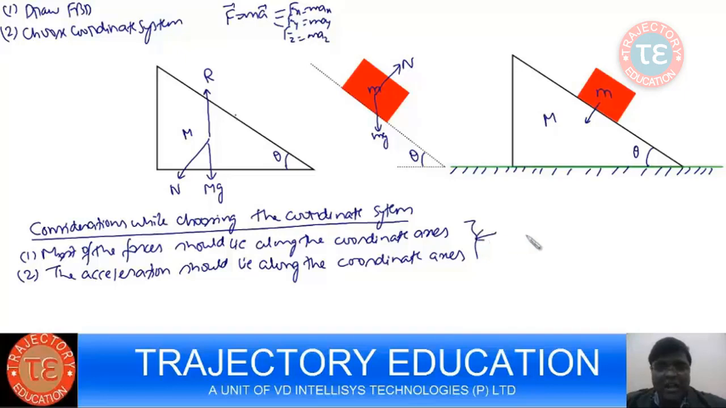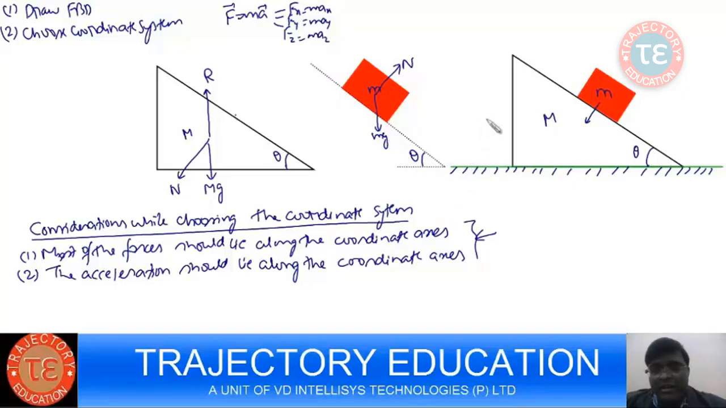These are not compulsions for us. If you choose the coordinate system with these considerations, then your equation will be simpler to solve. Otherwise, you are free to choose any coordinate axis. So I must choose a coordinate system with this consideration, and that really helps you. It simplifies the equation. You need to resolve fewer and fewer forces.